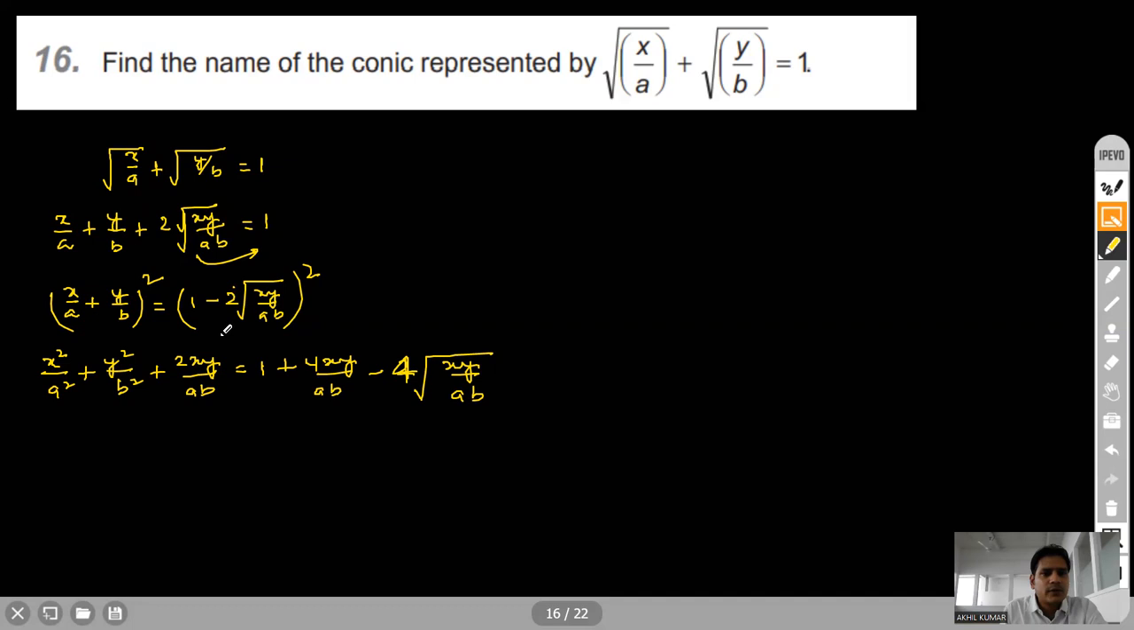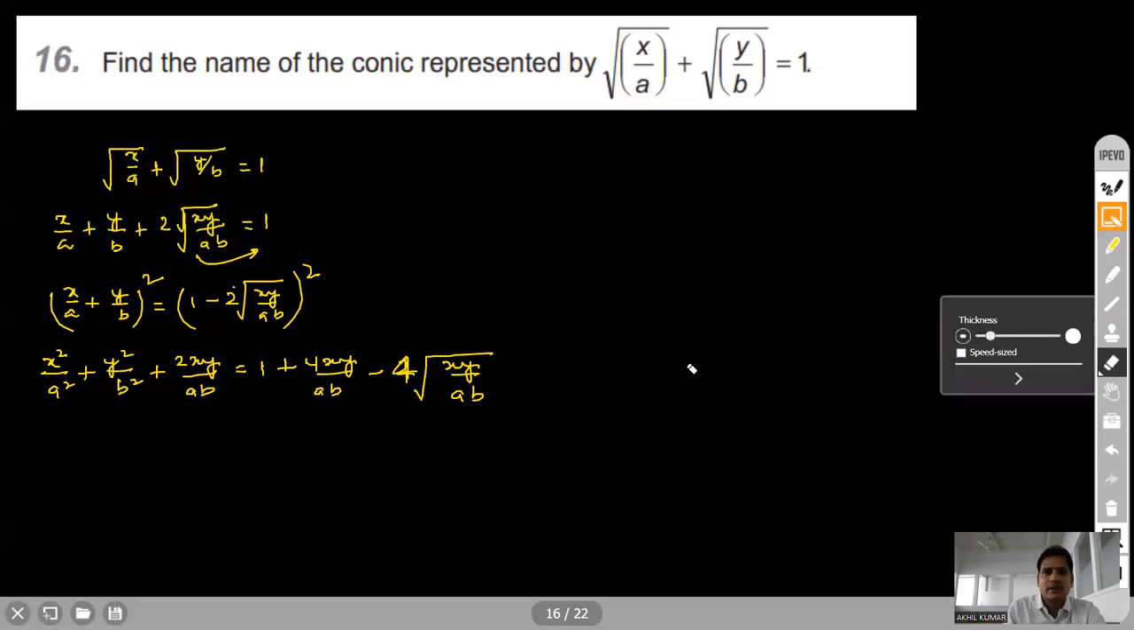Or we could have done one thing to avoid this. We could have taken this 1 to the left hand side and taken this 2 root xy by ab along to the right hand side, so that term is alone on the right hand side. That would be better, I think. So let's try it that way.